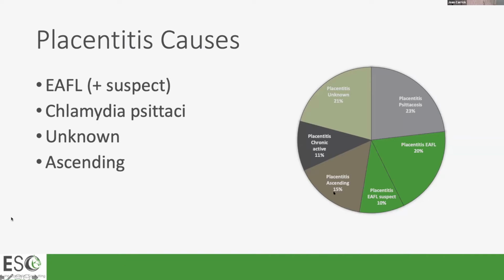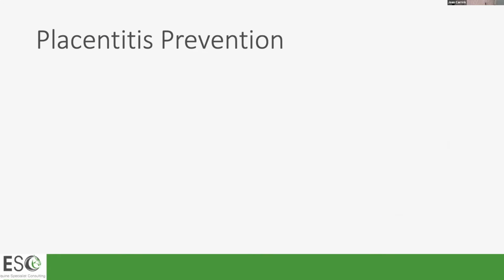Ascending placentitis makes up about 15% of the causes of placentitis, remembering that placentitis is only 40% of the causes of pregnancy loss. And then the last form is what we are now calling chronic active placentitis. It's got lots of other names. It's often called focal mucoid placentitis. And the Americans refer to it as nocardia-form placentitis, which is an absolutely dreadful name because it's not caused by nocardia necessarily.